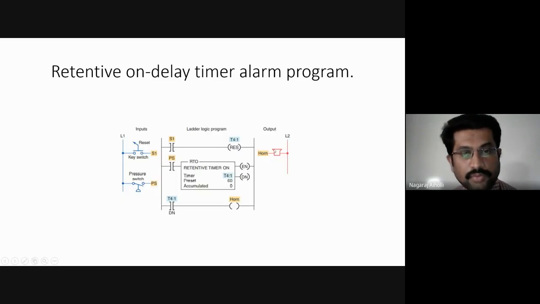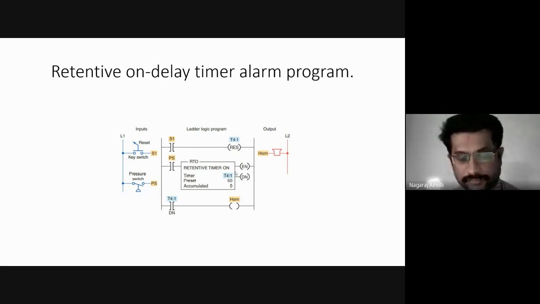This program illustrates that when there is excess pressure, this pressure switch is closed. So the contact will be closed here, the timer will be turned on, and once the accumulated time becomes equal to preset time, the done bit will become equal to 1. When this done bit becomes 1, the horn will start to blow. Later, the maintenance personnel will come and provide the service. They will first reset this horn, then correct the problem, and again the key switch will be released so that the system is restored and ready for the next round of operation.